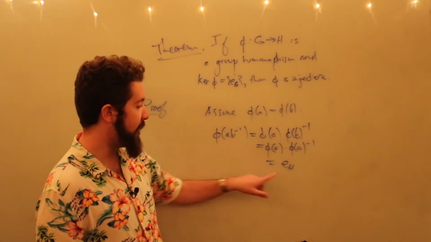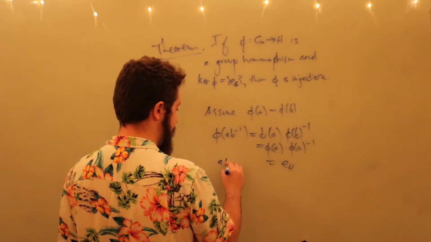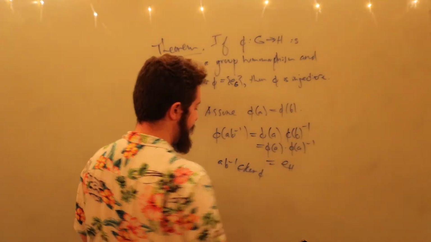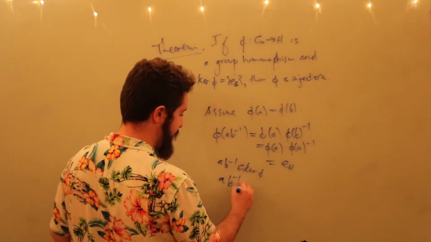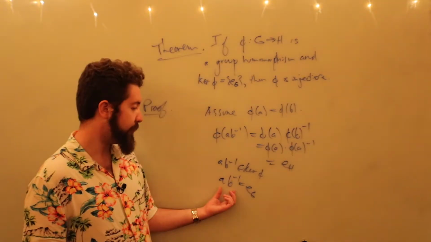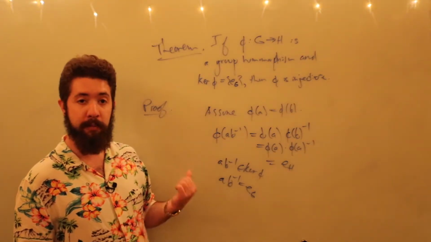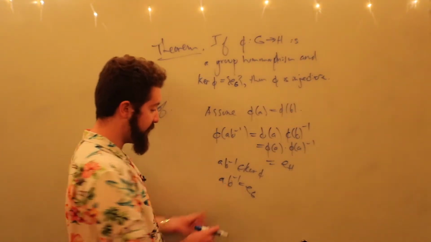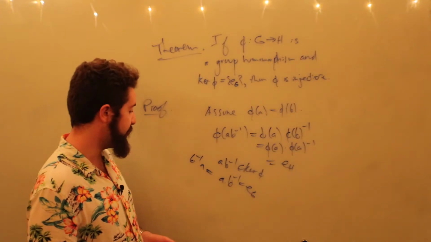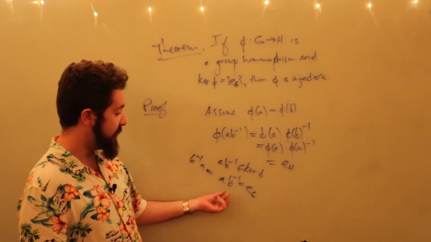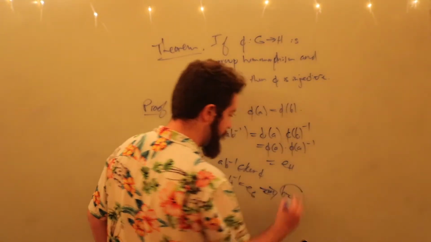But anything which maps to the identity in H must be in the kernel of phi. That means that A B inverse is in the kernel of phi. But the kernel of phi has only one element, so A times B inverse must be equal to the identity in G. Likewise, we can do the same logical chain with B inverse A instead of A B inverse, so that A B inverse equals B inverse A equals the identity element in the group G. Now this can only mean one thing, that B has to be equal to A by the definition of inverses.